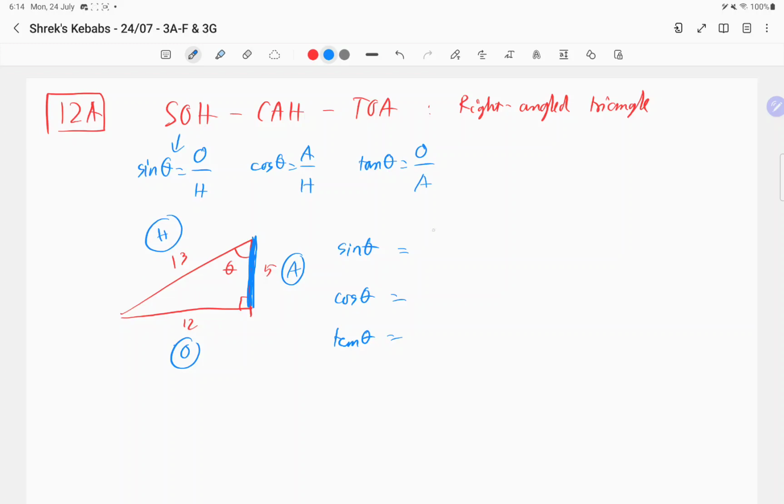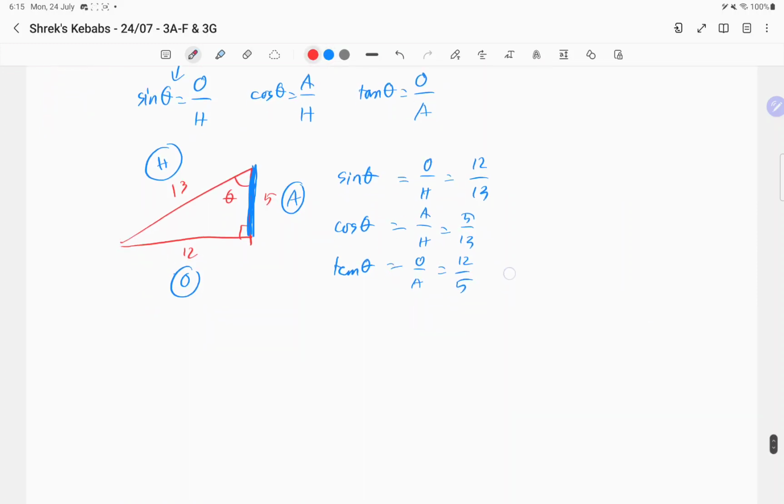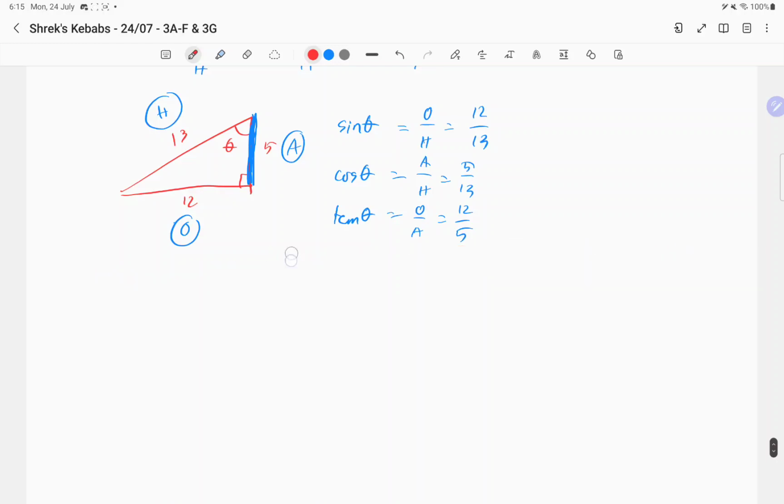So sine of theta is opposite over hypotenuse, which is 12 over 13. Cos of theta is adjacent over hypotenuse, and that would be 5 over 13. And tangent theta is opposite over adjacent, which is 12 over 5. Okay, and then you can actually use these concepts to solve for the side as well, and to solve for the angle as well.